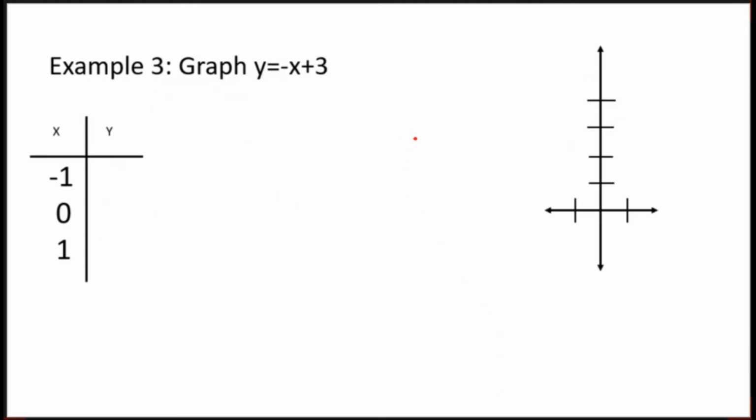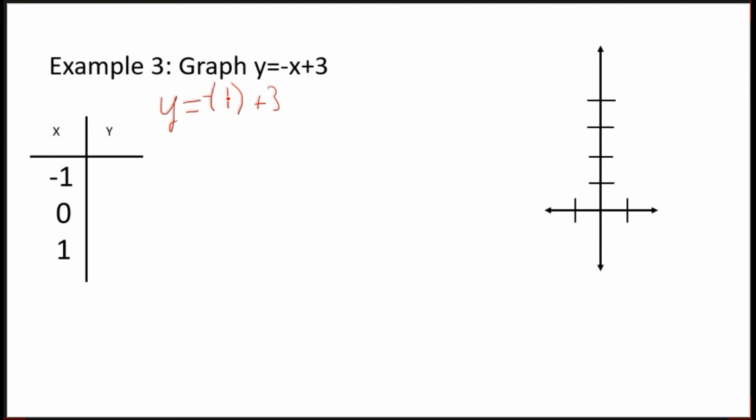Okay, so for our last one, we have the equation y equals -x plus 3. I'm going to go ahead and take these x values, plug them each individually into the equation, and find what y values come out for each x value. So y equals -(-1) plus 3. Okay, so solve this.